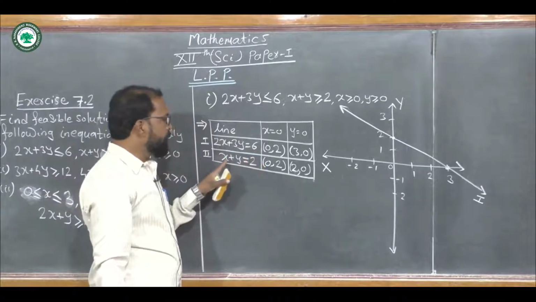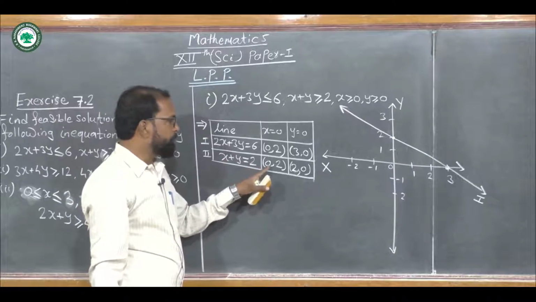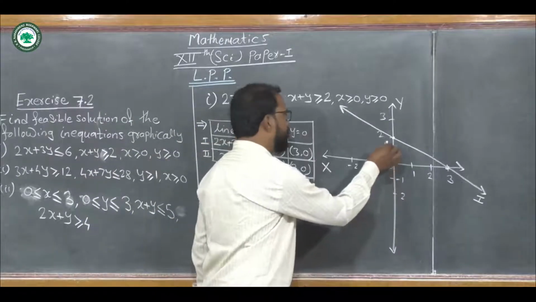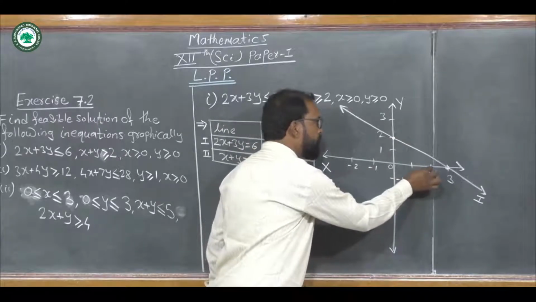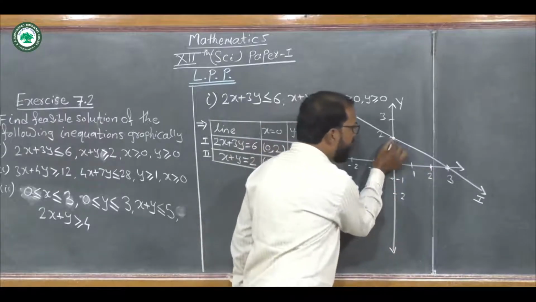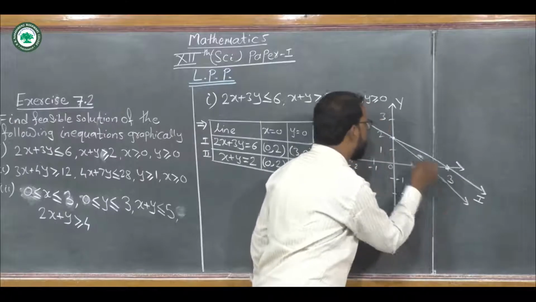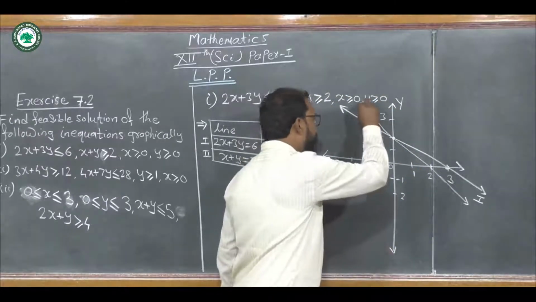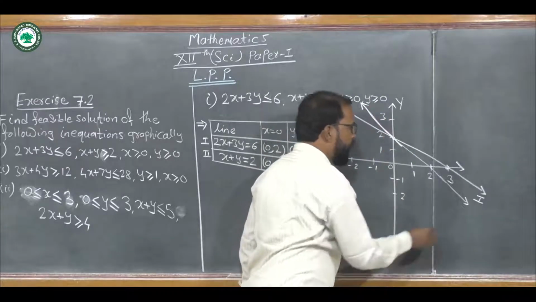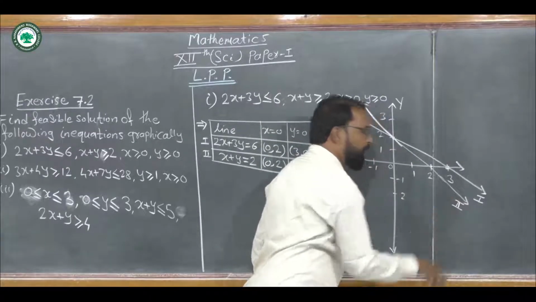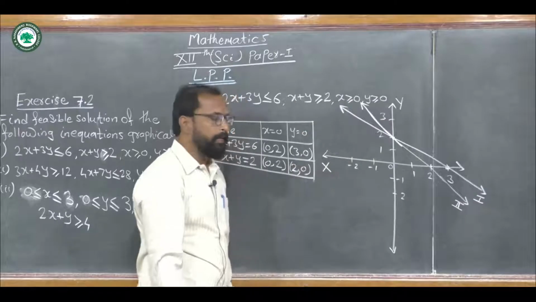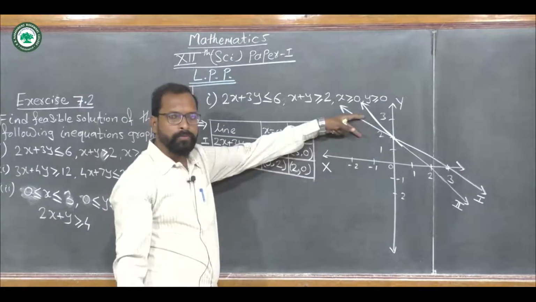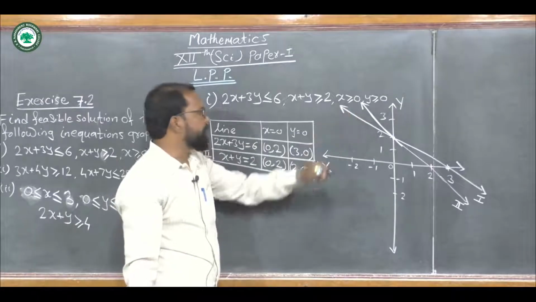Now similarly we plot the second line for the points 0, 2 and 2, 0. Again 0, 2 is here and 2, 0 is here. So again we connect these two points, and by connecting them we get the second line. Now after plotting these lines on the graph, we consider the inequalities.